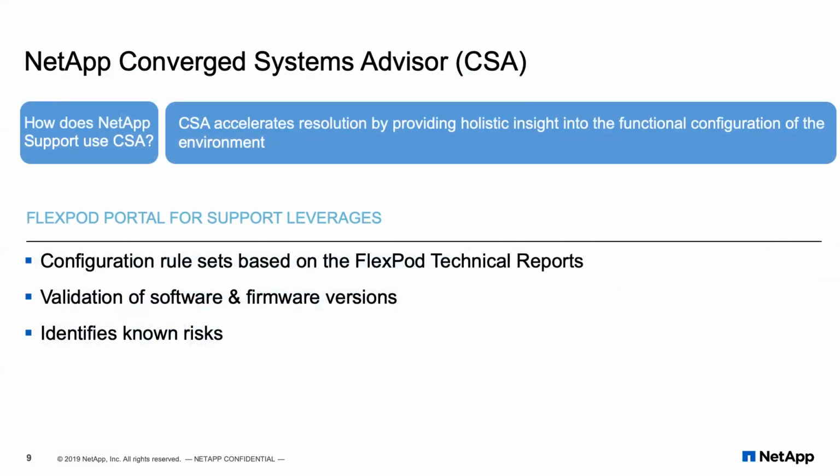Since we're talking about support today, how do we use it, meaning support engineers like myself? Primarily, we use it for automating 3 key tasks that would otherwise take a very significant amount of time to accomplish. First, we use it for configuration validation, which I'll show you momentarily. Second, we use it for validation of software and firmware versions across the solution stack. And lastly, we use it for identification of known risks based on signature detection. Now, I'm going to do a quick demo of CSA so you can see how we use it.